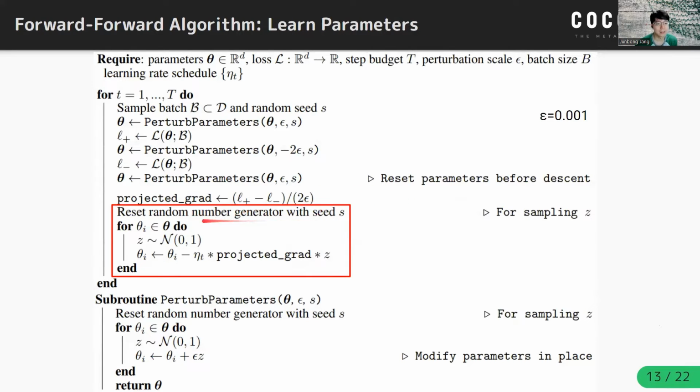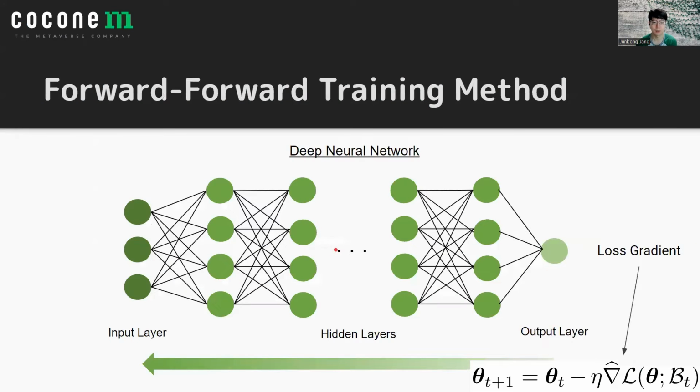And then we reset the random number generator with the same seed again, and then sample values from the normal distribution and compute this gradient, and do gradient descent using this projected gradient. So you can see we didn't actually compute the gradient analytically, but instead approximated it by a step above here. So the formula here is just simple stochastic gradient descent, as shown here.